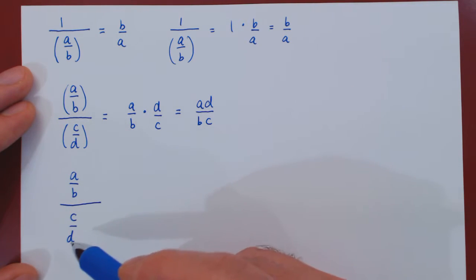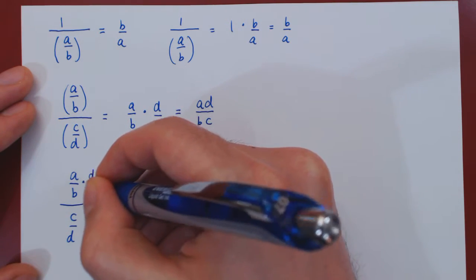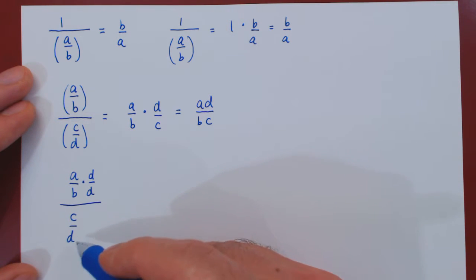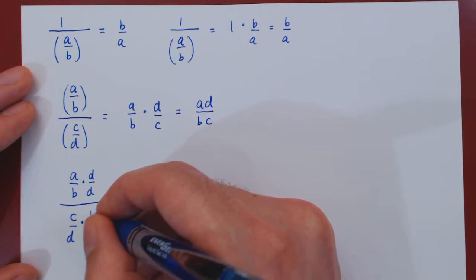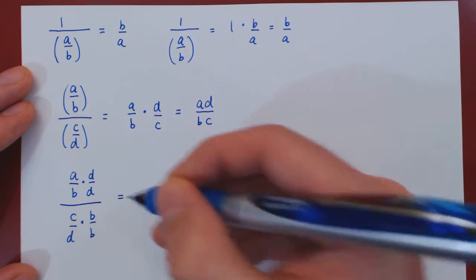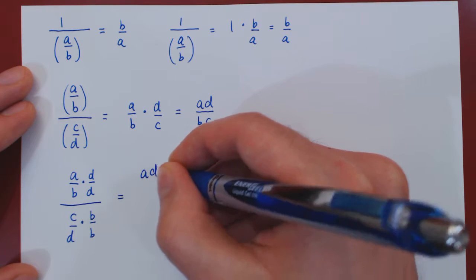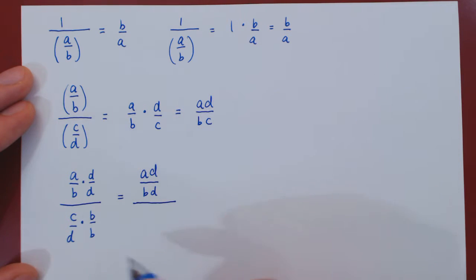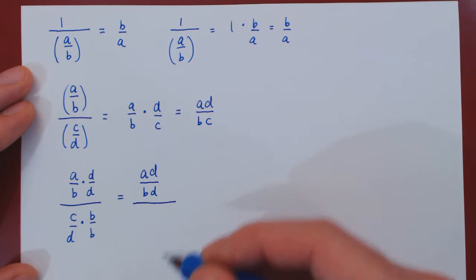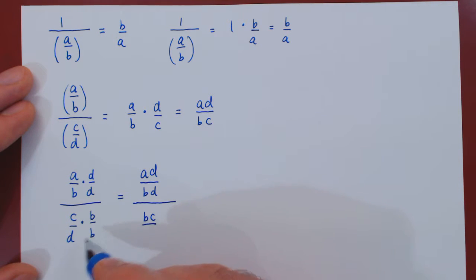So the b is missing the d. So we multiply the first fraction by 1, choosing of course d over d. And the d now is missing the b. So we multiply the second fraction by 1, but of course 1 being, in this case, b over b. So now the fraction on top ends up being ad over bd, all over, and on the bottom we get cb, which I will write as bc, right? cb is the same as bc. Over, and same argument here, db is the same as bd.